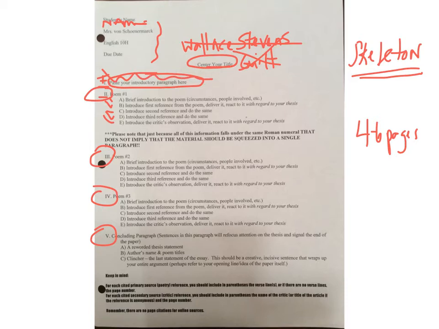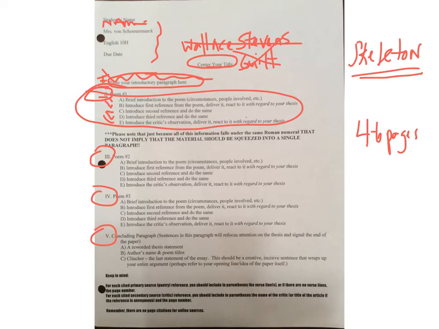So within each section, aside from section 1, so we're not paying attention to that anymore, but within each section, you probably will have maybe 2 to 3 paragraphs per poem. So all of this stuff doesn't have to get jammed into one paragraph. I can't stress that enough. It should be at least 2 paragraphs, probably 3 paragraphs per work of literature. Okay?